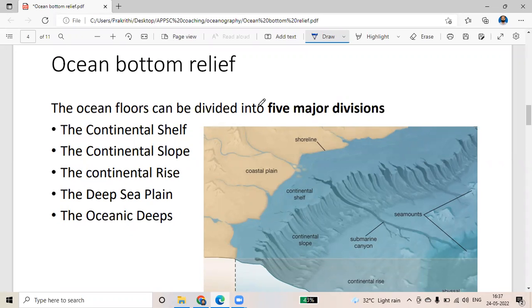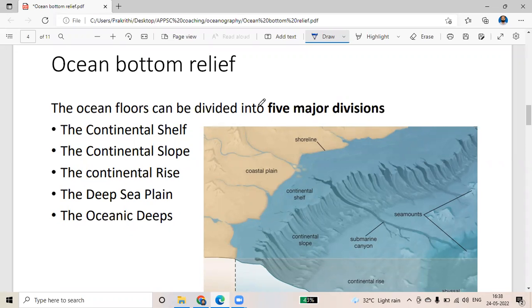Within the continental shelf, you can see a number of small landforms, a number of small reliefs visible. And coming to the continental slope also, you can see different landforms. The continental rise is almost a small type of division, so there are not many landforms in it, still you can see some of them.